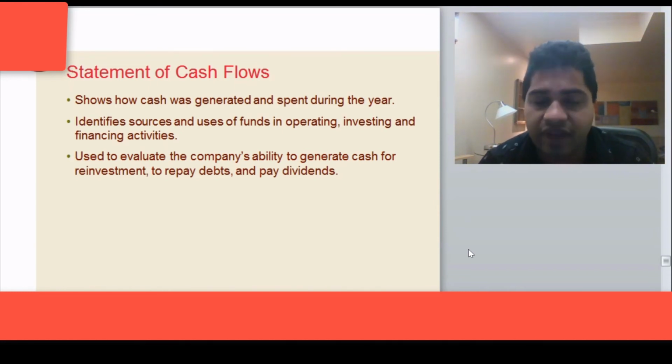Next is statements of cash flows, shows how cash was generated and spent during the year, identifies sources and uses of funds in operating, investing and financing activities. It is used to evaluate the company's ability to generate cash for reinvestment, to repay debts and pay dividends.